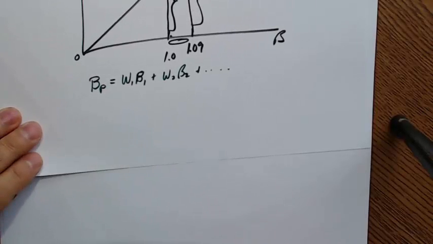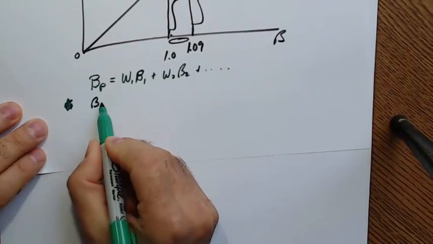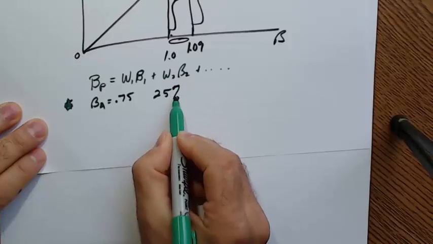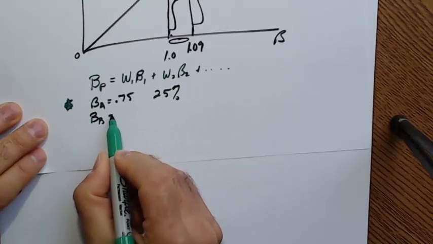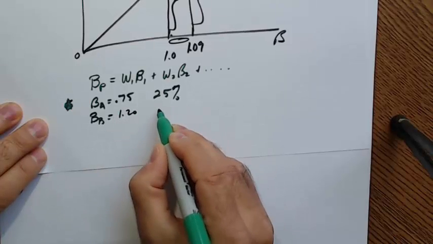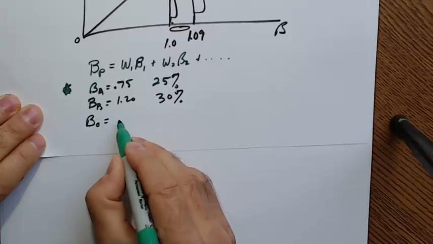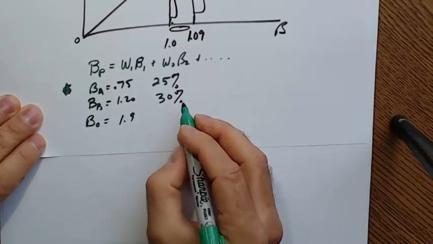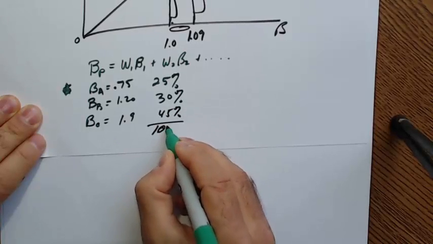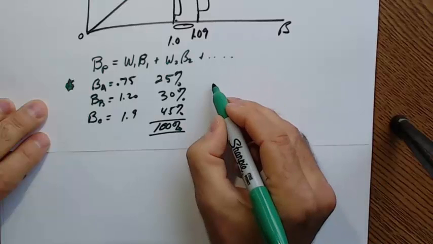Not too difficult. So let's say stock A had a beta of 0.75, and you got 25% of your weight in that stock, and stock B has a beta of 1.20, and you have 30% of your money invested in that stock, and you have stock C with a 1.9 beta, quite volatile. And let's say you have 45% of your money in there. Notice that 100% of your money is accounted for. Okay. What is the beta of this portfolio?